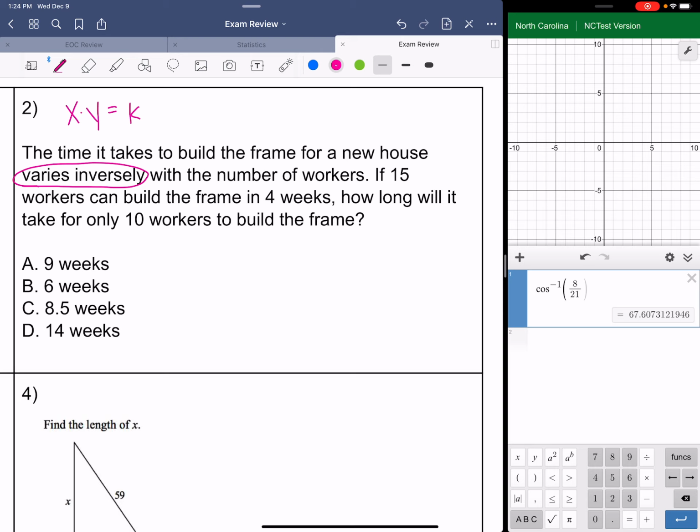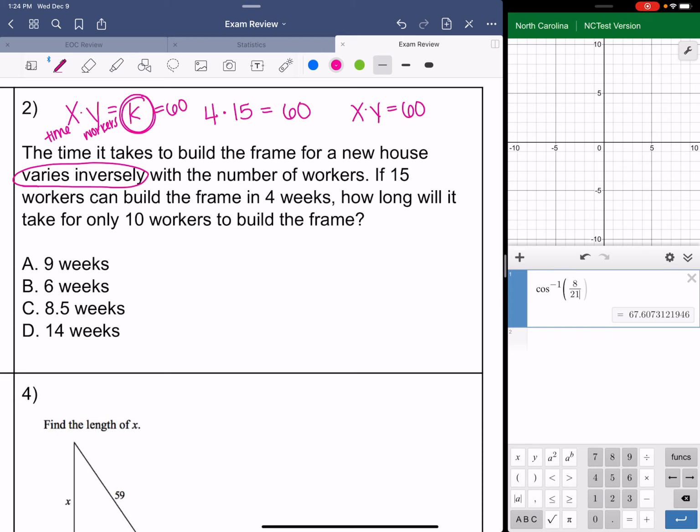So time and workers. If 15 workers can build the frame in 4 weeks, so 15 workers in 4 weeks, now we can find our constant of variation. So 4 times 15 is 60. So k is always going to be 60. So x times y is always going to be 60.